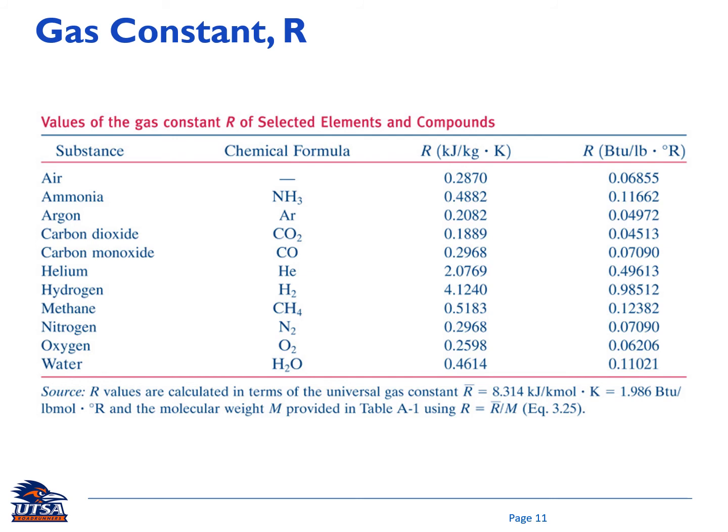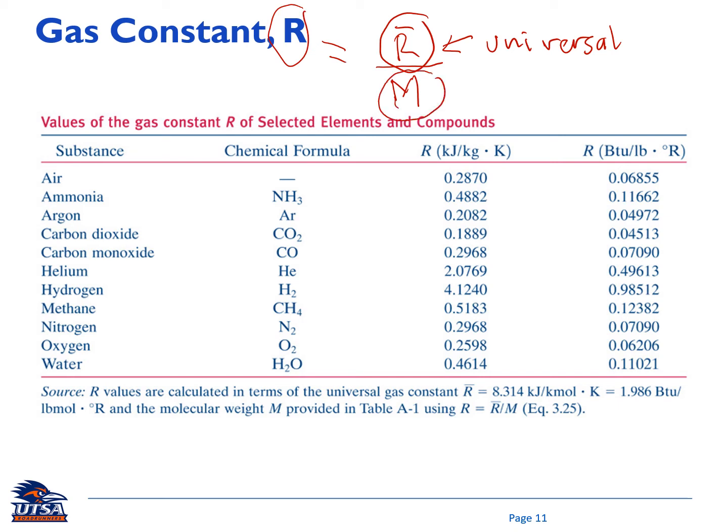This table shows the gas constant R. Remember, this is R without the over bar, so it comes from R over bar divided by molecular weight. R over bar is universal, but R is not universal, because it depends on the molecular weight of the individual substance.